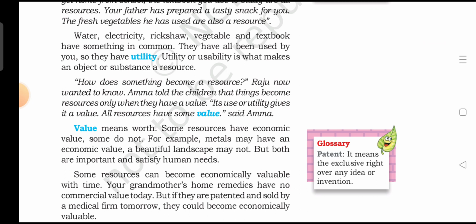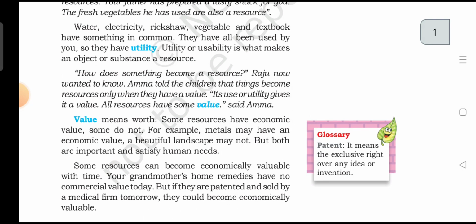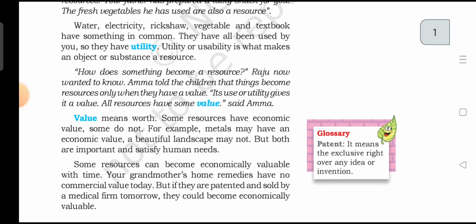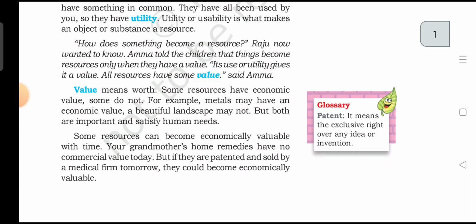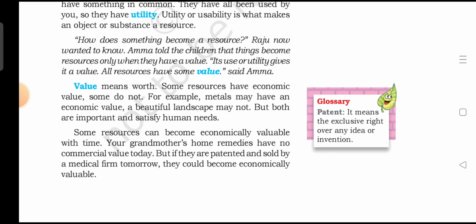That time you will be surprised at what ma'am is saying: utility. I have never listened to this term before that. But now you come across that utility is something which is used by us, right? Utility or usability is what makes an object or substance a resource, okay? Usability or utility, any term you can use. How does something become a resource?